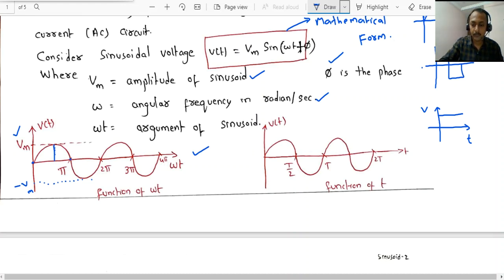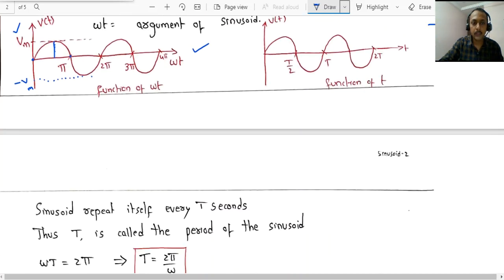Now from this we can observe that if the sinusoid repeats itself after every T seconds, then that capital T is called the period of the sinusoid. After what point of time do we get the same waveform again? It should get repeated after that time period T.